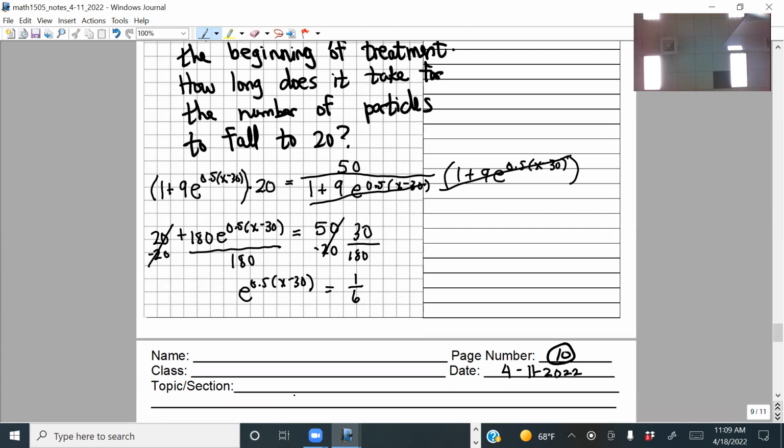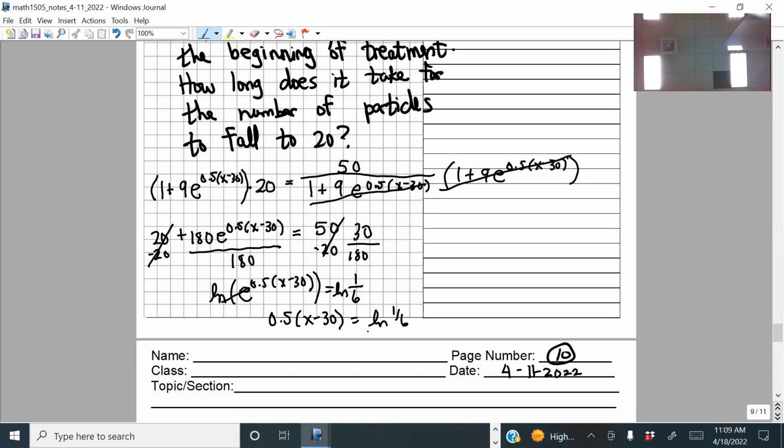So to eliminate the e, to eliminate this natural exponential function from the left-hand side, we apply the inverse of the natural exponential function, which is the natural log function, right? So we take the natural log of both sides. And that magically just cancels those things, right? That's really powerful. So that's where inverse really comes in handy. And you just get 0.5 times x minus 30 equal to natural log of 1/6.